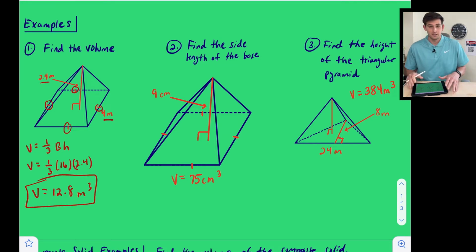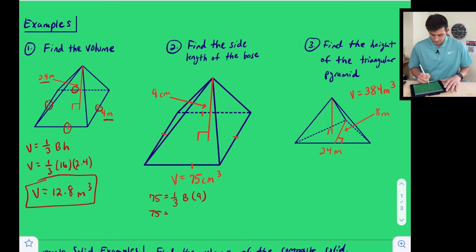Okay. All right, for number 2, we're going to find the side length of the base. So we are given the volume and we are given the height of our pyramid. So we can go ahead and write 75 is equal to 1/3 times the area of the base times our height, which is 9. So now on the right side, if we multiply 9 times 1/3, that's going to give us 3. So we have 3B. And now we can divide both sides by 3. And so now we get a capital B is equal to 25.